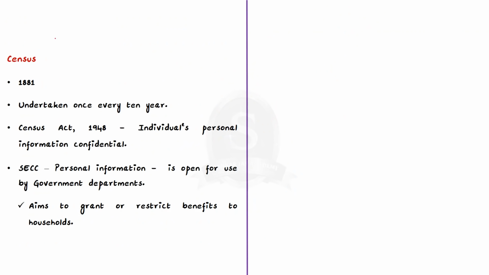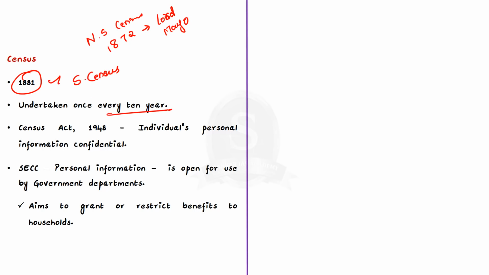See, the origin of the census in India goes back to British times. The first non-synchronous census was conducted in India in 1872. Lord Mayo was the Governor General at that time. After that, the first proper synchronous census was conducted in 1881. Since then, censuses have been undertaken every 10 years. So, the 2021 census is the 16th census of India.